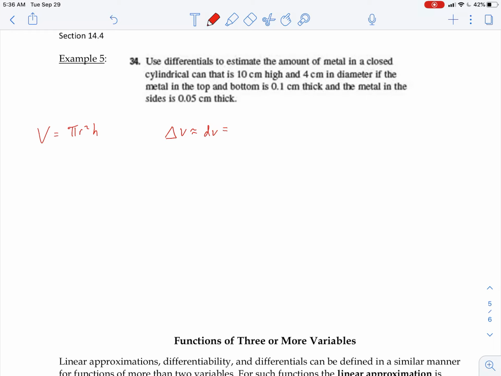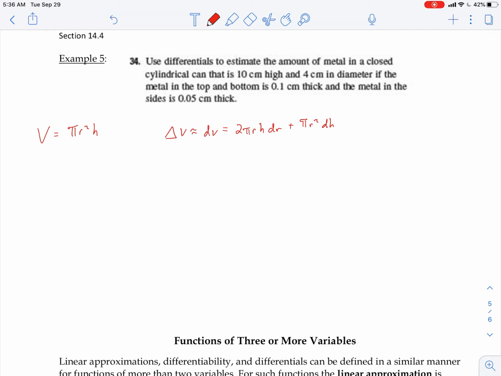And so I'm going to go ahead and take dV, and again, dV is just the partial of one of our independent variables. So I'll take the partial of R. That's going to be 2 pi RH times our dr, because that is our first independent variable. Plus, now let's take the partial derivative with respect to h. That's going to be just pi r squared, and then dh.